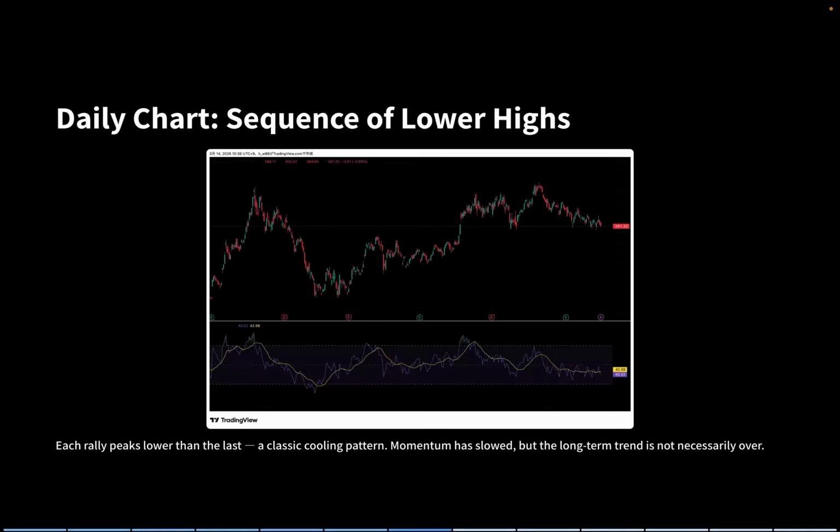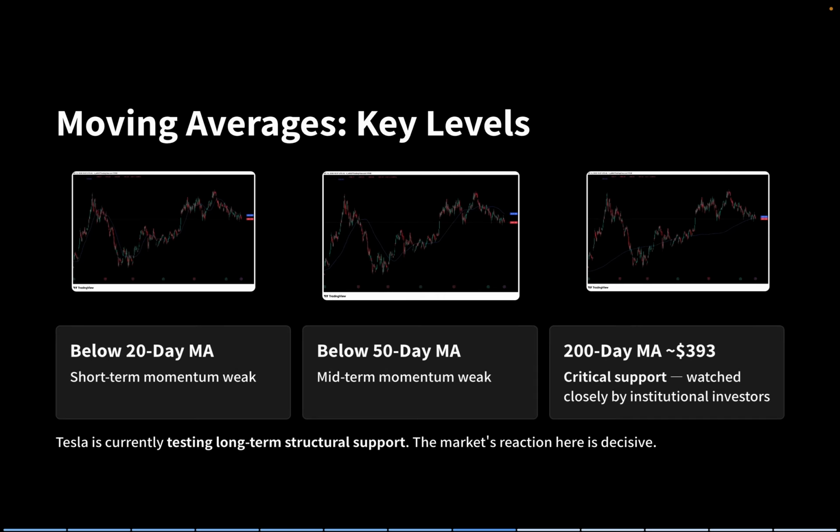This is a classic pattern that often appears during trend cooling phases. It doesn't automatically mean the long-term trend is over, but it does show that momentum has slowed down. Now let's look at the moving averages. Currently, Tesla's price is trading below the 20-day moving average and also below the 50-day moving average.